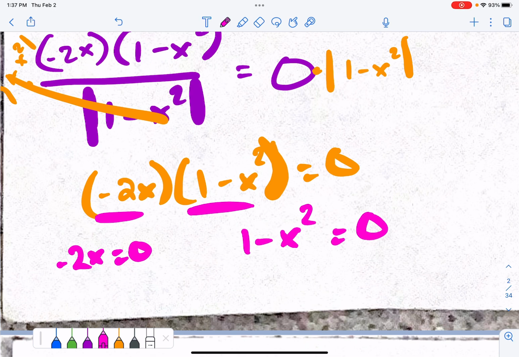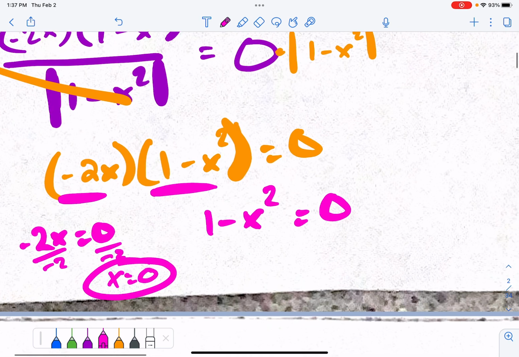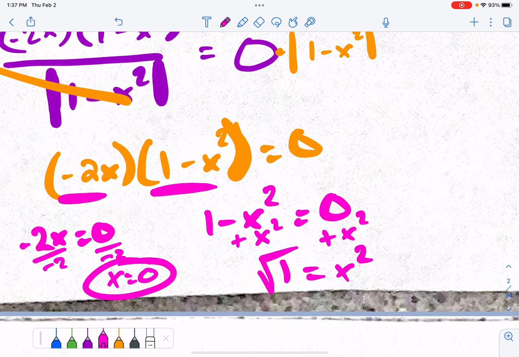If negative 2x equals 0, let's divide by negative 2, and x equals 0, right? That's one of my critical numbers. What do you want to do with the other one? Add the x squared over: 1 equals x squared. Then take the square root. Plus or minus 1. If you think about it, it's exactly the same thing. You're right.